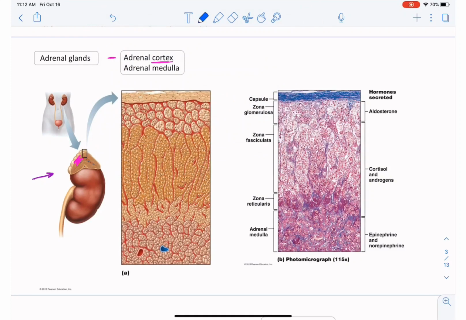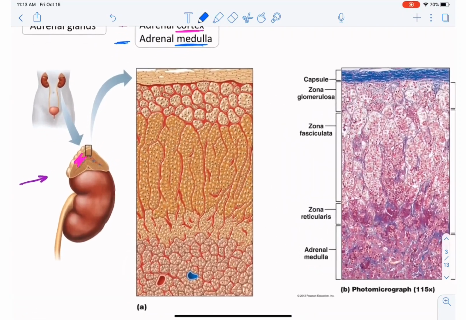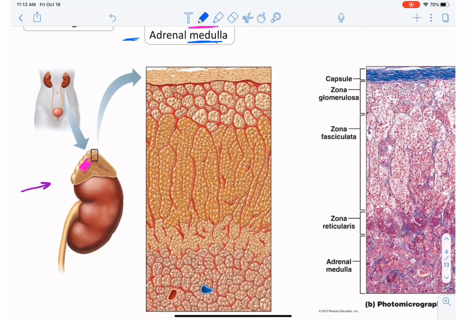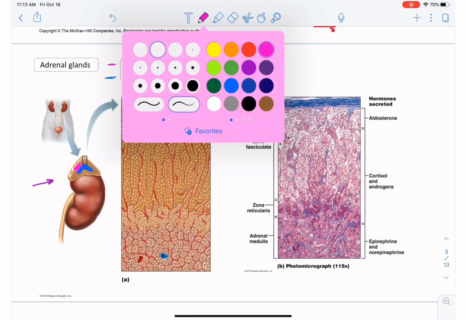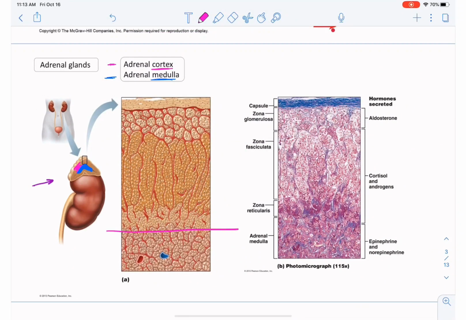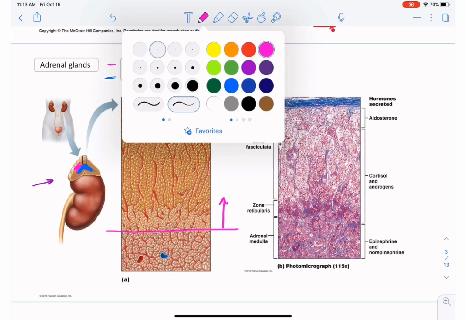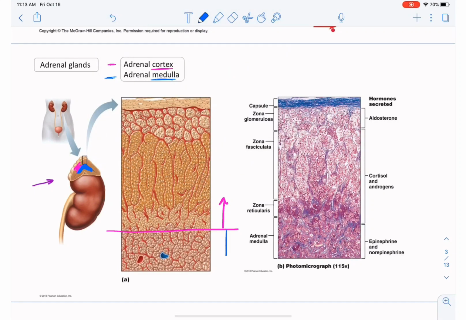And the other area is the adrenal medulla. And medulla, again, is just a generic term, and medulla means middle. It's the middle portion. So the adrenal medulla represents this middle portion of the adrenal gland. And if we were to look at this magnified picture here of the adrenal gland, all of this area above is going to represent the adrenal cortex, and then all of this area below is going to represent the adrenal medulla.